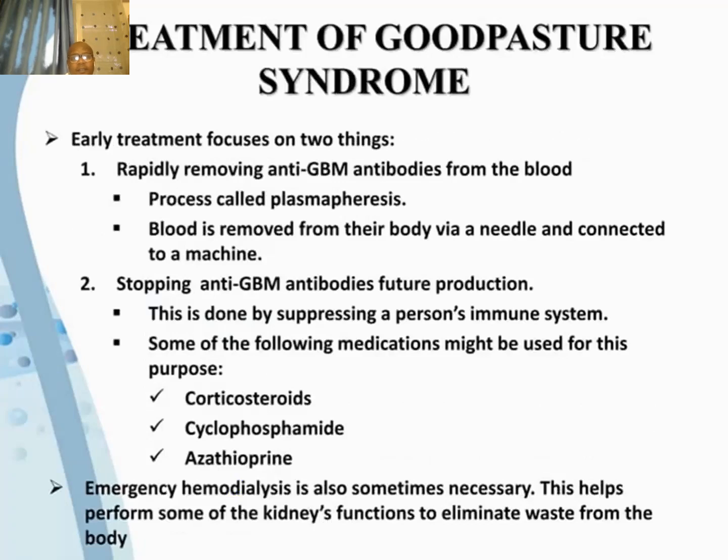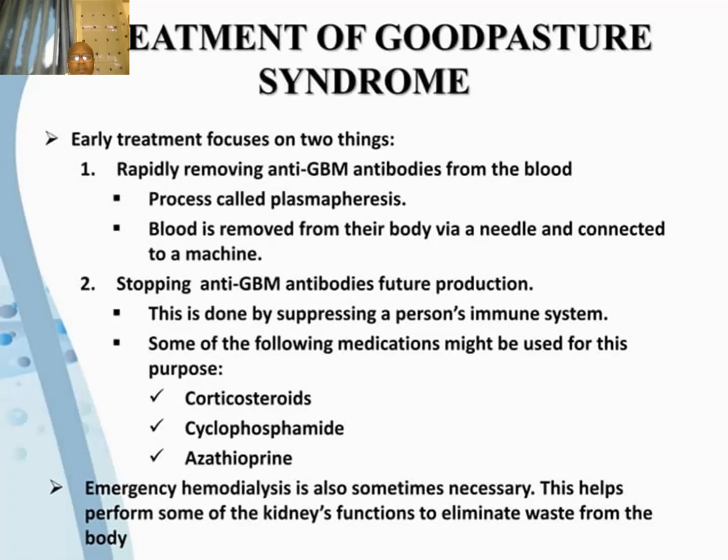The early treatment of Goodpasture syndrome focuses on two things. Number one, rapidly removing the anti-glomerular basement membrane antibodies from the blood, and also stopping their future production. To remove antibodies from the body, you can do plasmapheresis. In plasmapheresis, you remove the plasma. It is similar to dialysis, and the blood containing those antibodies is removed from the body.